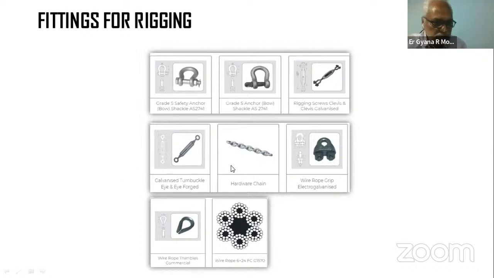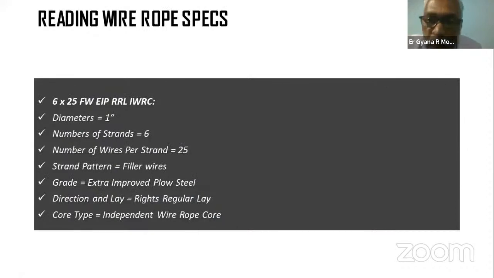Normally it's done in a very unsafe way, and my advice to everyone would be, please know your lifting tools and tackles. Please know how your material and your people are handling it, what types of ropes you are using, what types of chains you are using, and how you study that. For example, let us say we take a rope, the specification is written like this. What does it mean? It means the diameter. This is a 1-inch diameter, number of strands is 6, number of wires per strand is 25, FW is standard pattern filler wire, and EIP is extra improved plow steel. This is the grade of steel which has been used.